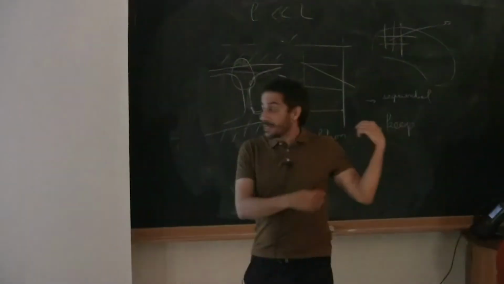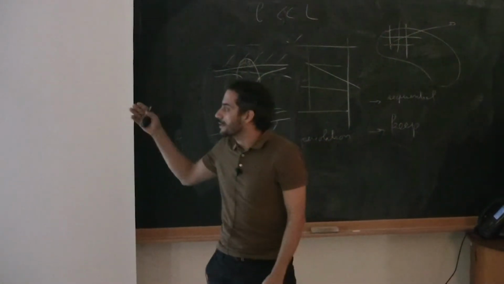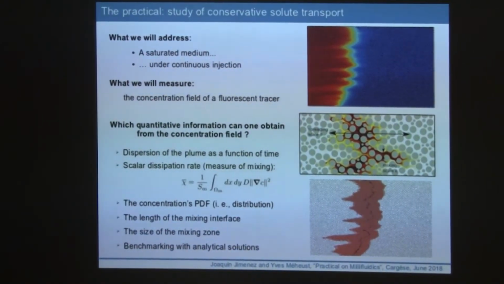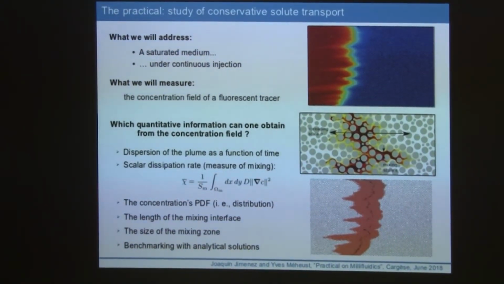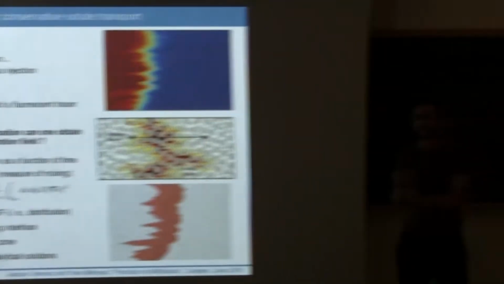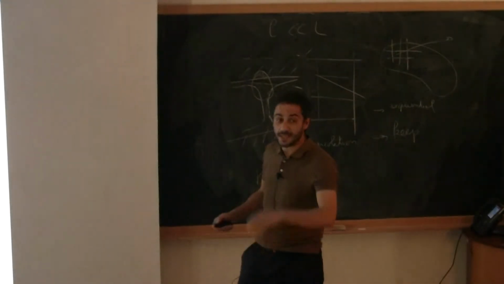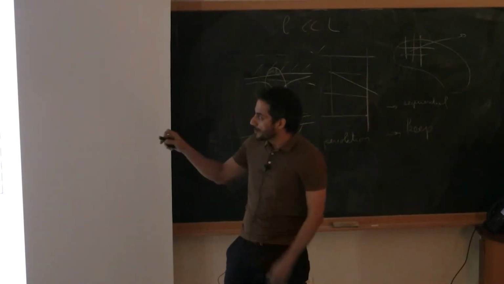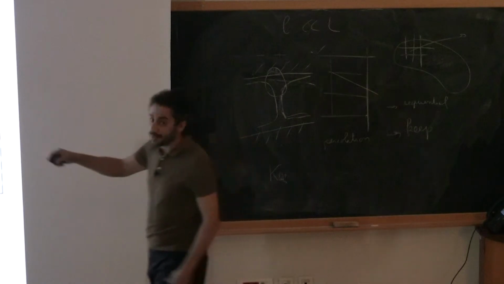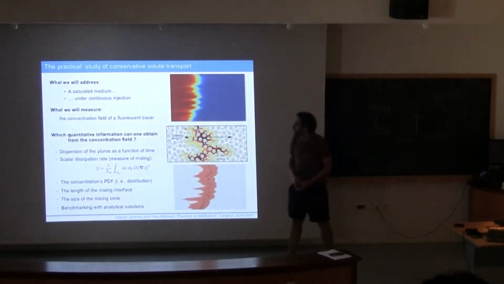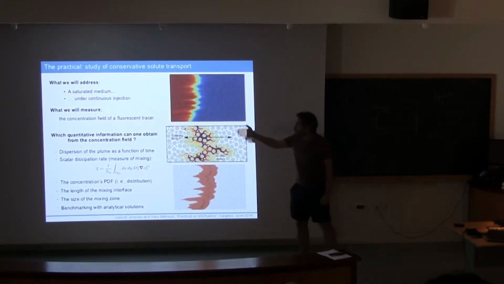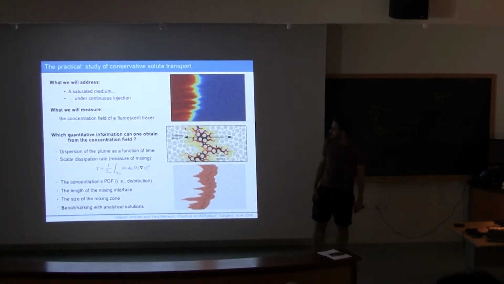As Yves just mentioned, the main purpose of this practical course is to let you know that going to the lab is not just to get beautiful images. If you are smart enough, you can get a lot of juice from the images. You can compute many different things. In a saturated medium, like the ones I'm going to present on Friday in my work, we're going to do a continuous injection, and then measure the concentration field using a fluorescent tracer, in this case fluorescein.